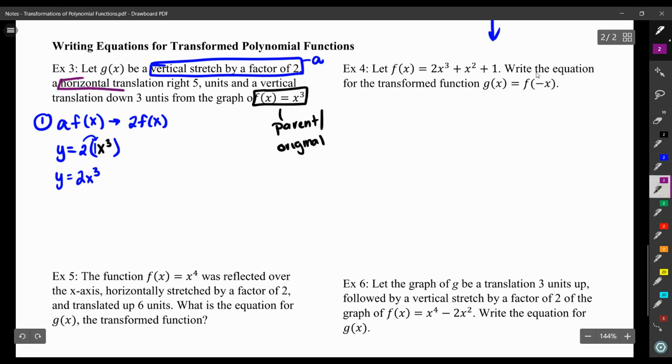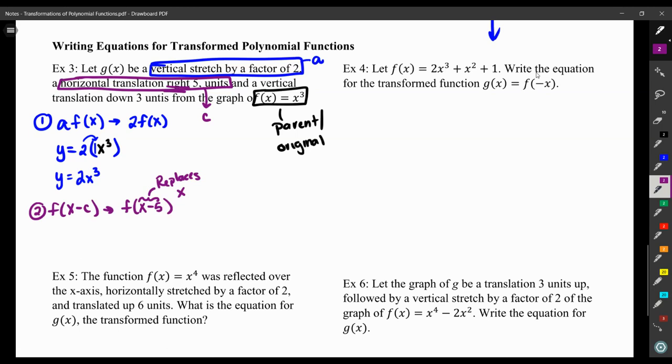The second transformation, it says there was a horizontal translation right 5 units. Well, that is c. So the second transformation is f of x minus c. And since it says we're going to the right 5 units, that means we're going to have x minus 5 on the inside. So this guy replaces x. All of my x's get replaced with x minus 5. That's what c will do. So our old function is here. y equals 2 times, we are replacing x with x minus 5, because that's the shift to the right, and then to the third power on the outside.